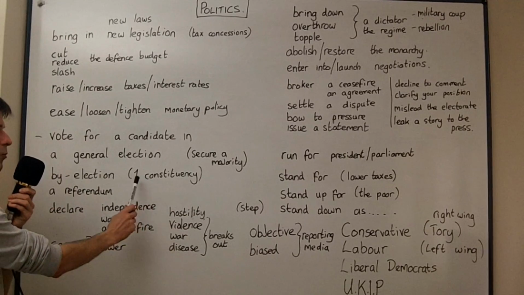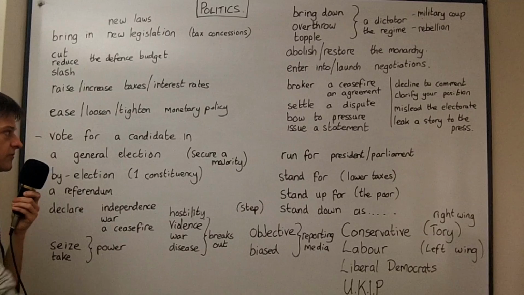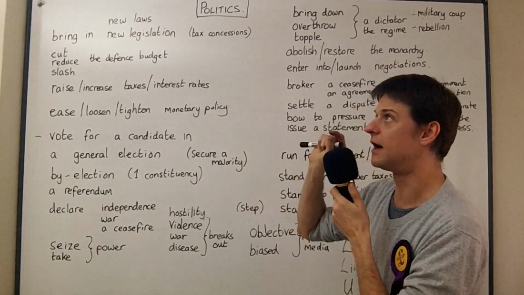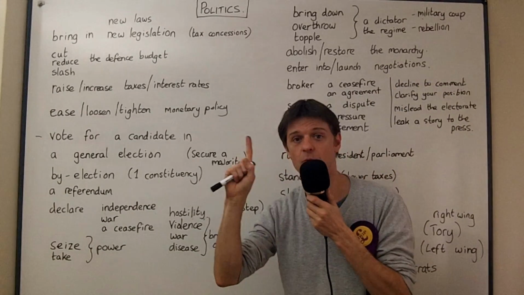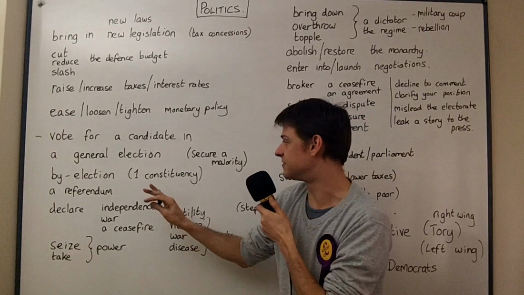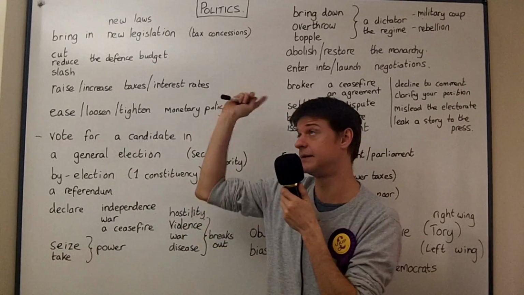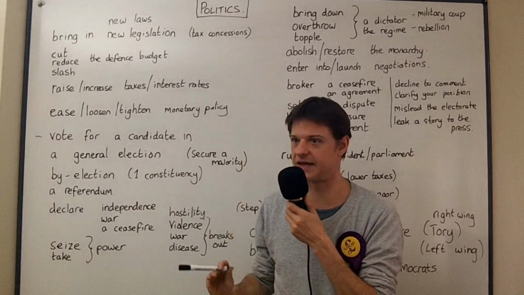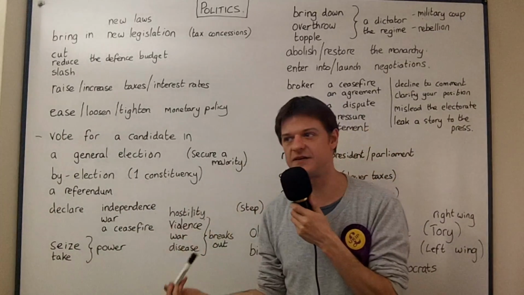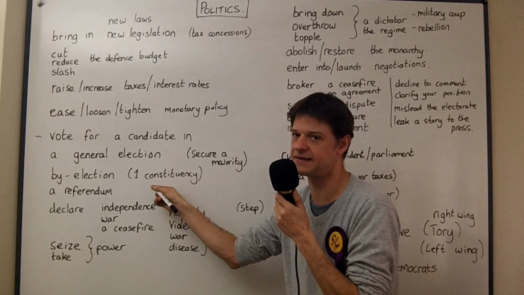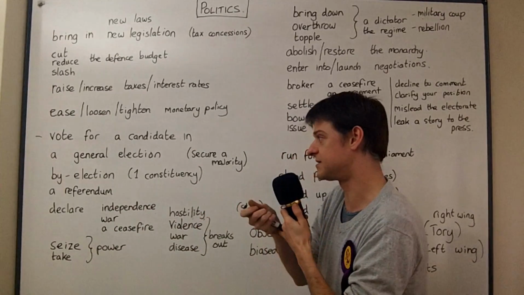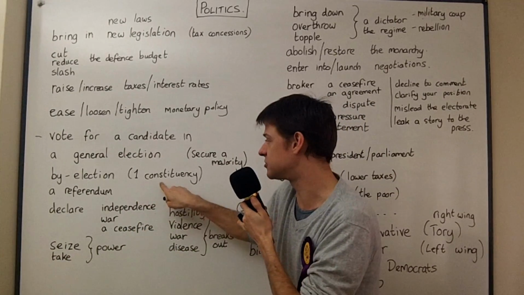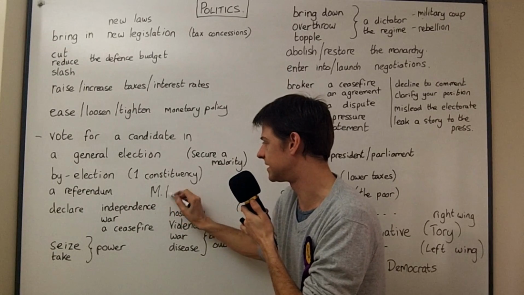There are also by-elections. Now, this is when only one constituency is involved. A constituency is an area of England which is considered to be represented by one seat in Parliament, and so this area is split up into different constituencies, and a by-election is when one constituency just has an election. Maybe the previous MP in that constituency died and there needs to be another one elected, and so then we have an election just in that constituency.